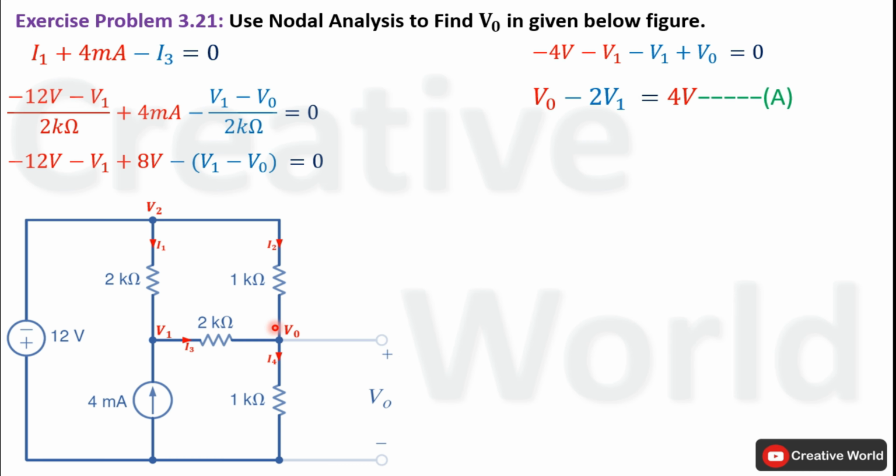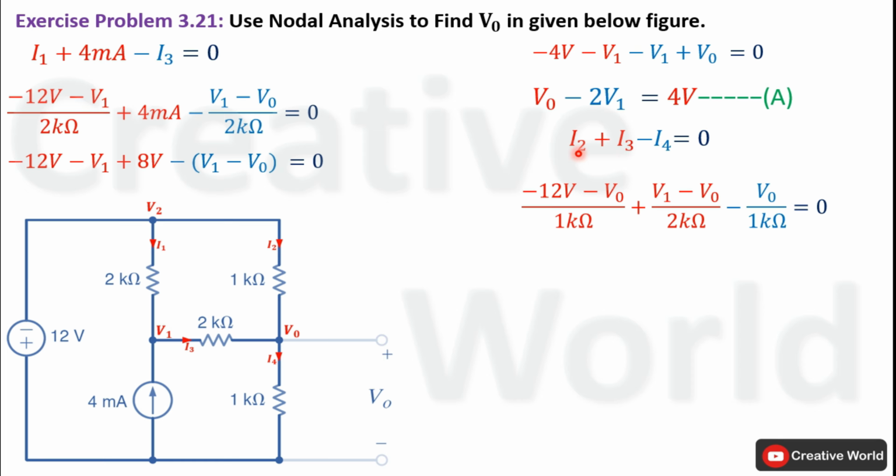Now we will apply Kirchhoff's current law on this node. On this node, two currents are entering, I2 and I3, while only one current is leaving. We have to replace these three currents with their respective equations. Current I2 will be equal to the potential difference of these two node voltages divided by the value of resistance. Value of this node voltage is minus 12 volt, so minus 12 volt minus V0 divided by 1 kilo ohm will be equal to I2. Similarly, I3 is equal to V1 minus V0 divided by 2 kilo ohm, while I4 will be equal to V0 divided by 1 kilo ohm.